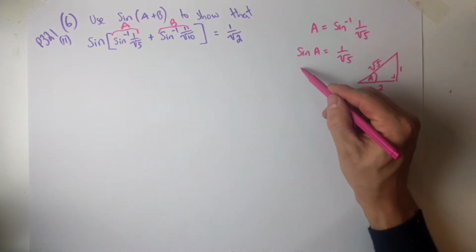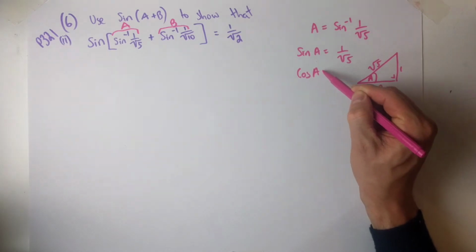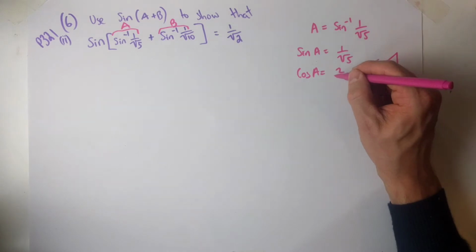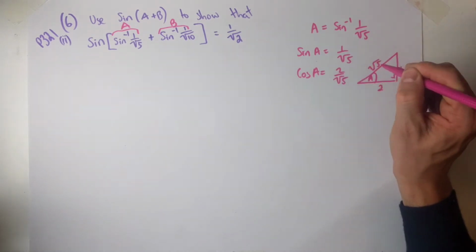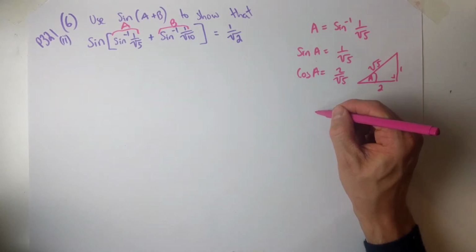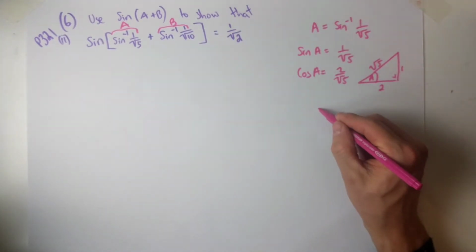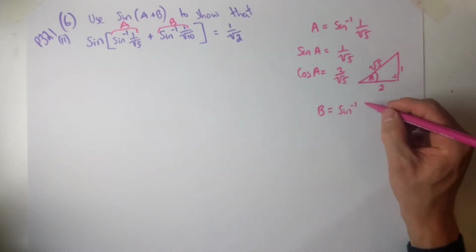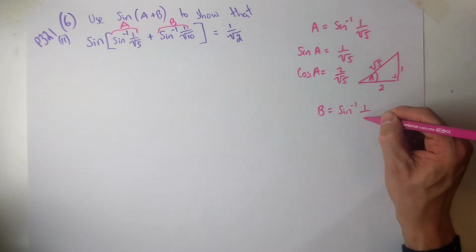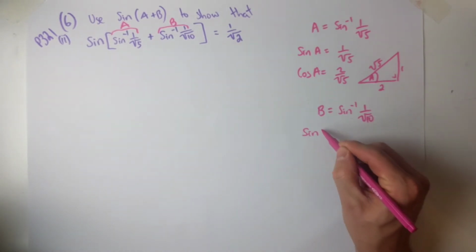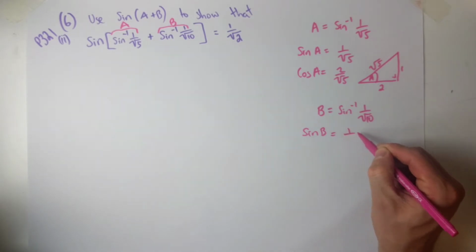So if that's our sine A, we can also say that our cos A is equal to adjacent over hypotenuse, that's 2 over the square root of 5. And you repeat the process for your B. B is an angle equal to the arc sine of 1 over the square root of 10, which means sine B is equal to 1 over the square root of 10.